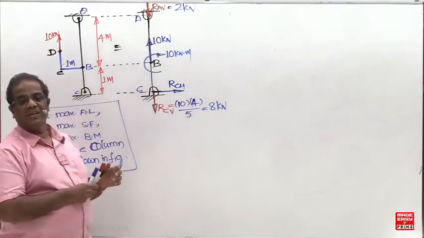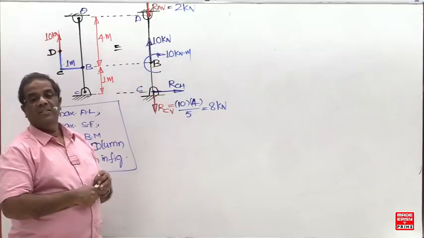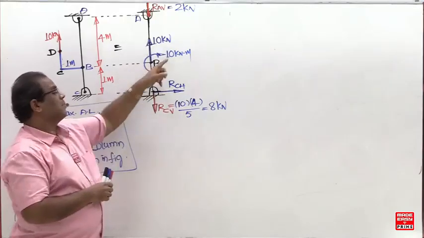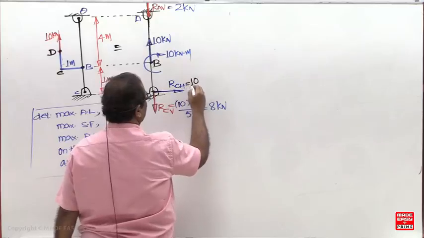How to find this reaction? When sigma M is non-zero, what is the reaction? Sum of the couples upon span. What is the sum of the couples? 10. What is the span? 5.